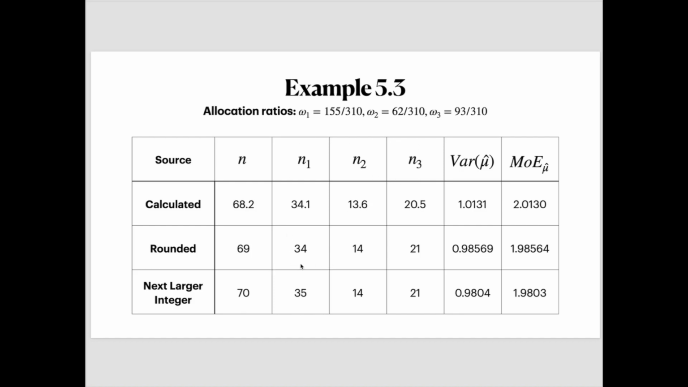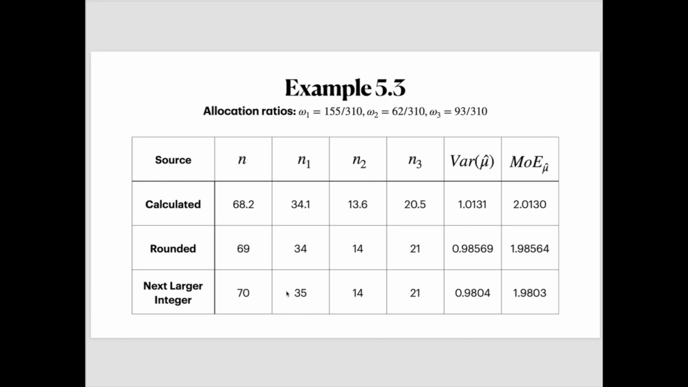So with these 3 stratum sample sizes, if we plug those into the formula for the variance of mu hat, we get a variance equal to 0.98569. We take the square root of that, multiply the square root by 2, we get 1.98564. So using that approach in this particular example does get us to a margin of error that's less than or equal to 2 hours.